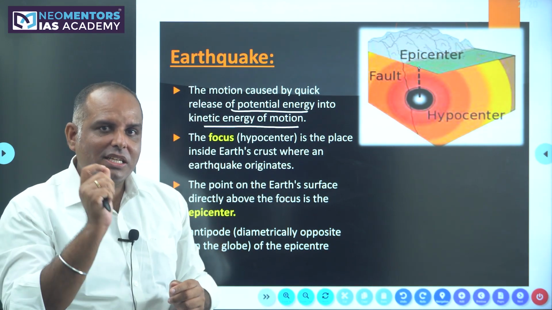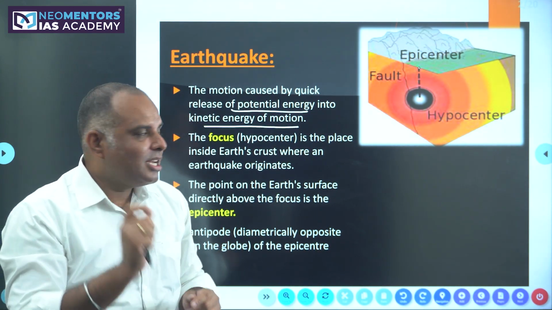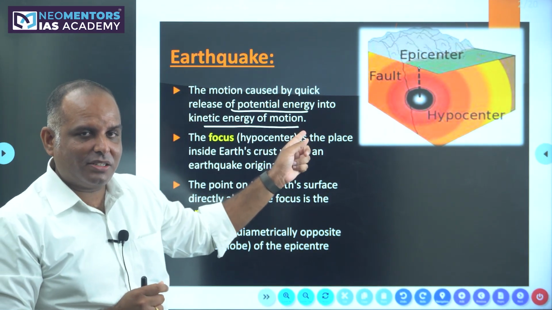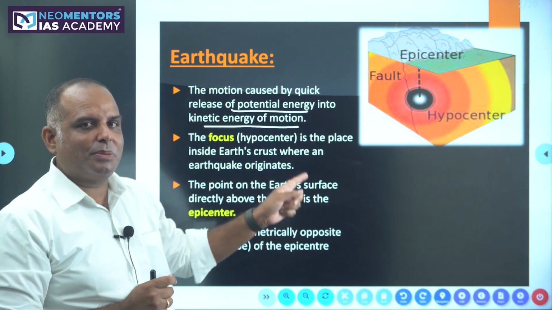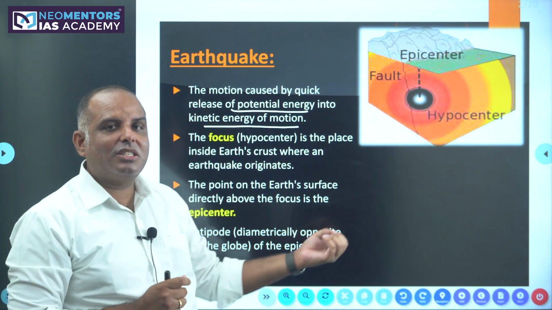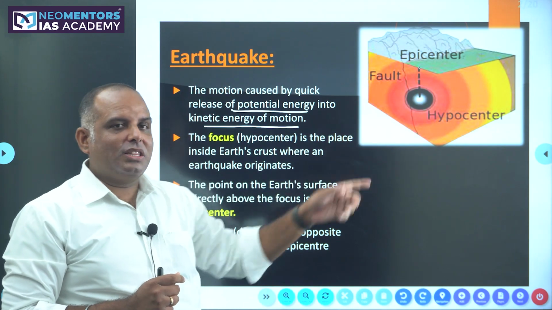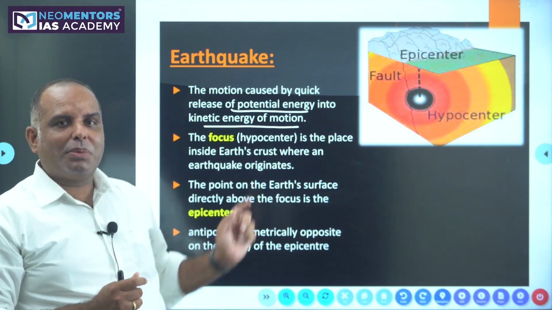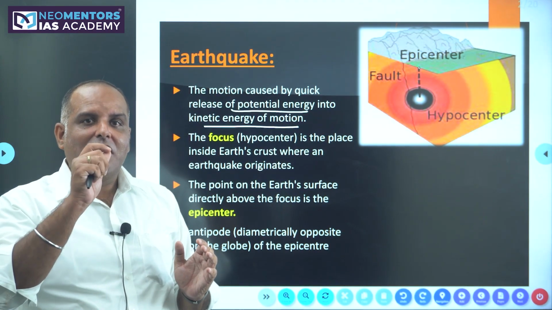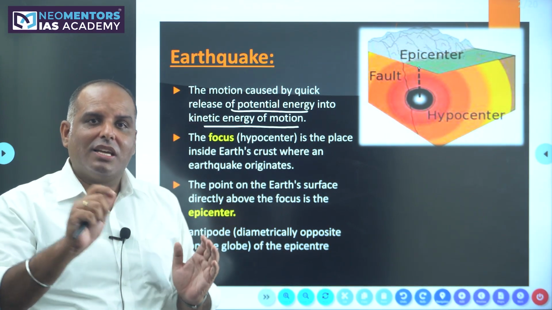When there is a release of energy at that point of time, the potential energy is converted into kinetic energy of motion. Now, this energy is dissipated. When this energy is dissipated, it travels through the earth. When this particular activity happens inside the earth's crust, this release of energy causes earthquakes.